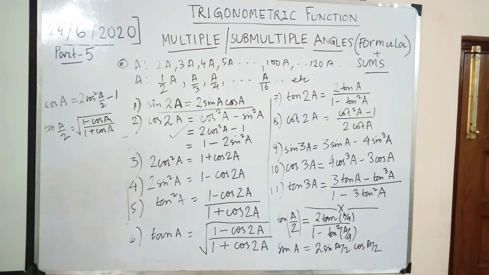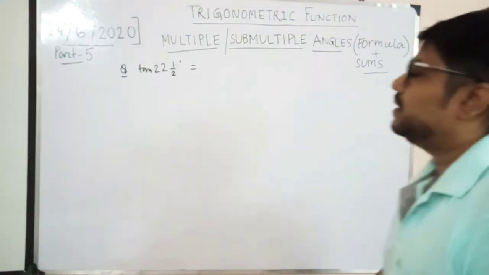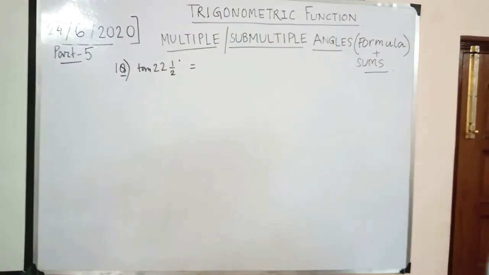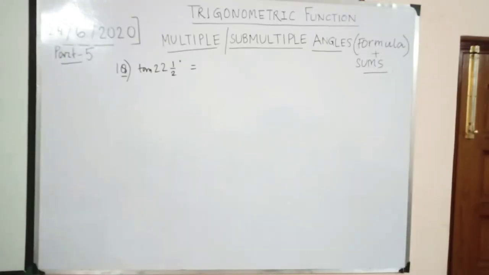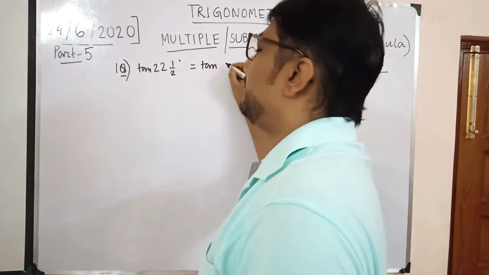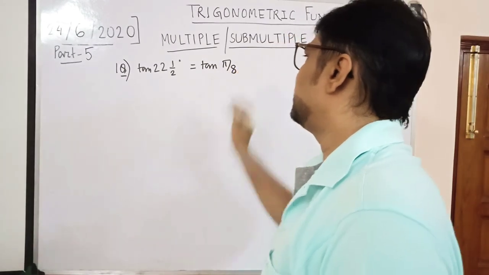Now we can proceed with a few sums related to this. Let us do that. We will do a few sums on multiple and submultiple angles. I have written question number 1. We have to find tan 22 and a half degree. That means you can write, 45 degrees is pi by 4, so this is pi by 8.